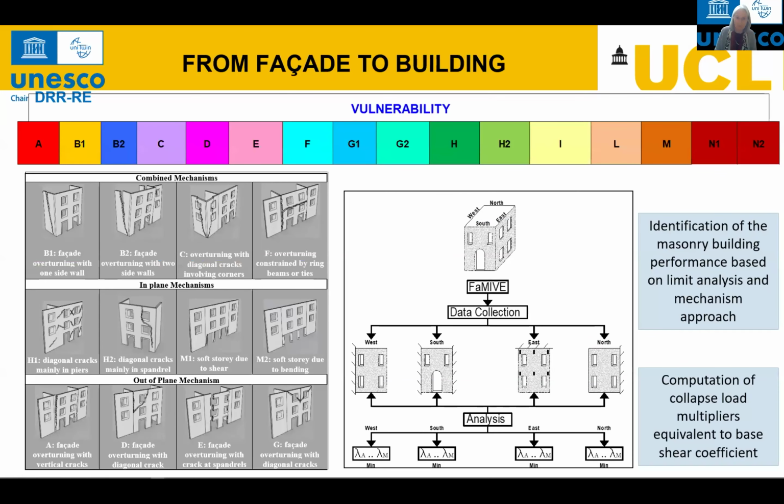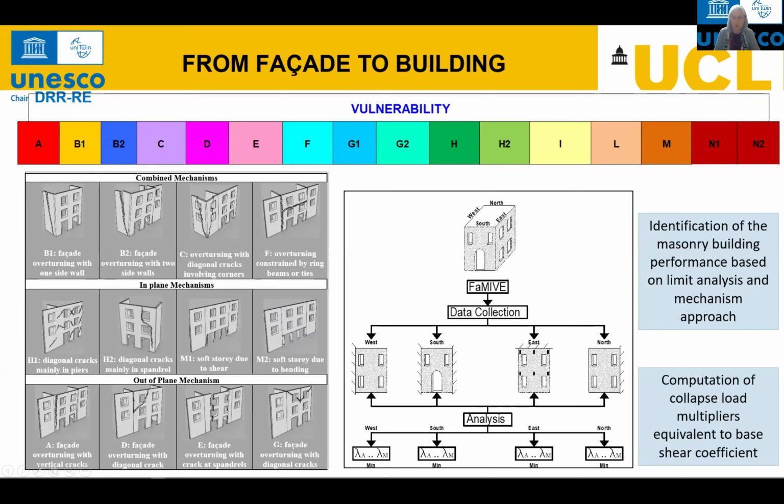So that all said, we have determined the vulnerability of individual facades, but we want to go back to the building in its own right. If we have all the elevations of the building, we can analyze all the facades, extract the minimum collapse load factor for each facade, and then compare them to determine the overall minimum collapse load factor for the building.